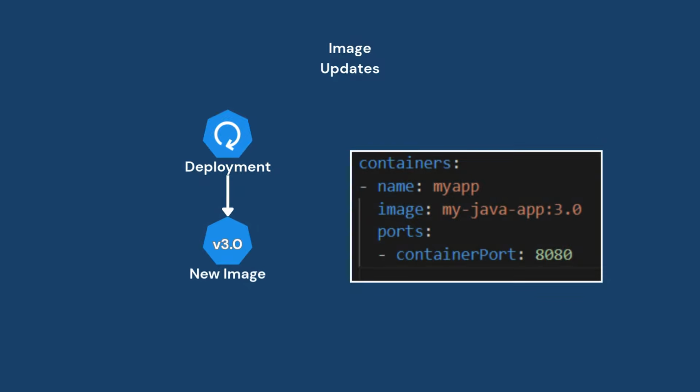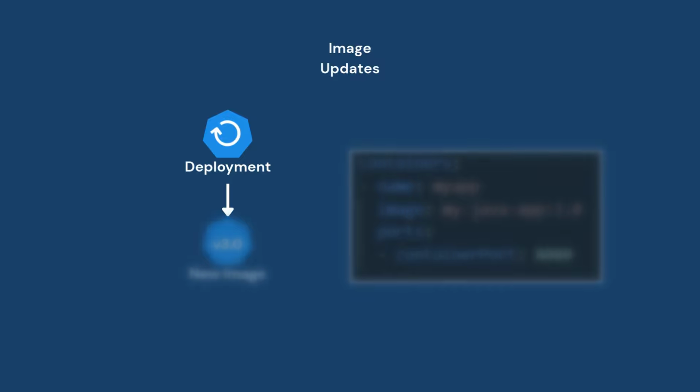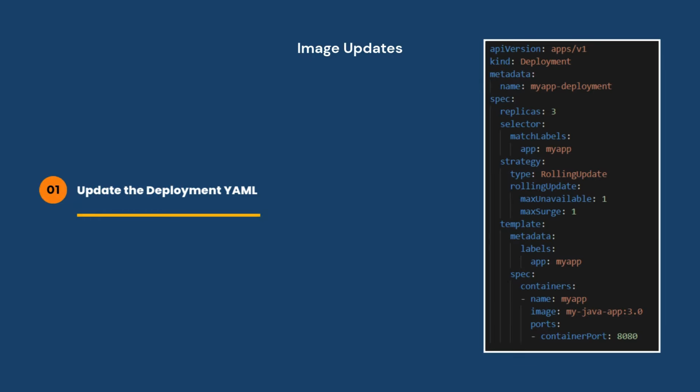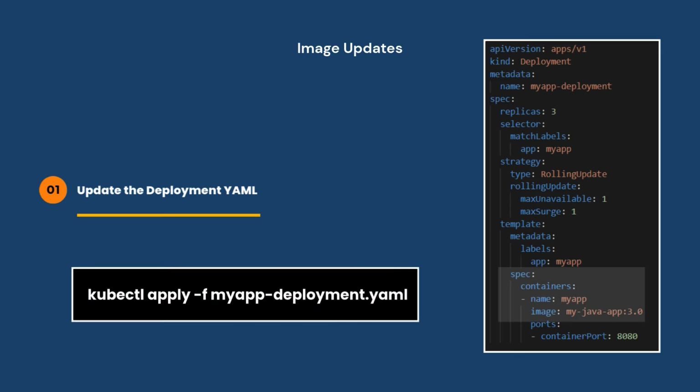Image updates. One of the most common reasons we update a deployment is to use a new container image version. Maybe our developer built my-java-app:3.0 and now we want to roll it out. The update can be done in 2 ways. Number 1, update the deployment YAML. In our deployment file, we simply change the image tag. After editing the YAML, we apply it again with kubectl apply -f myappdeployment.yaml.